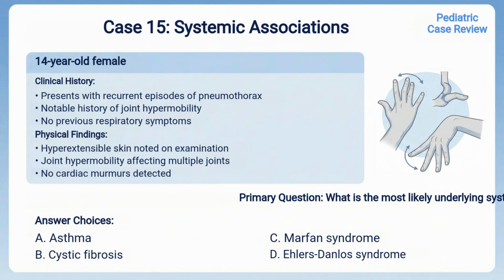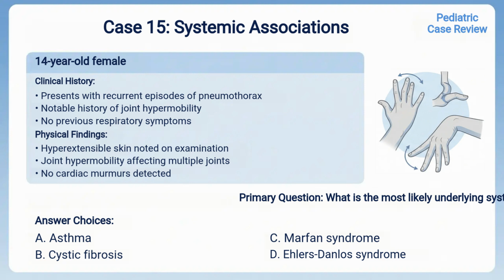Case 15. Systemic associations. A 14-year-old female presents with recurrent episodes of pneumothorax. She has a notable history of joint hypermobility and no previous respiratory symptoms. Physical findings include hyperextensible skin on examination, joint hypermobility affecting multiple joints, and no cardiac murmurs detected. What is the most likely underlying systemic condition?